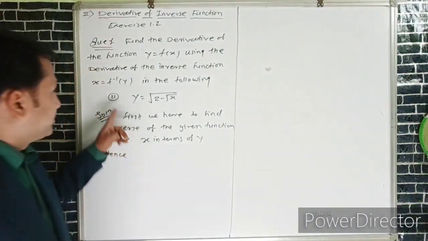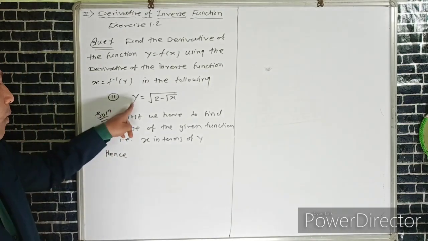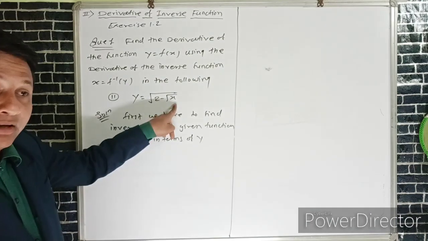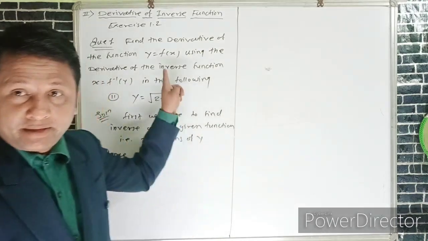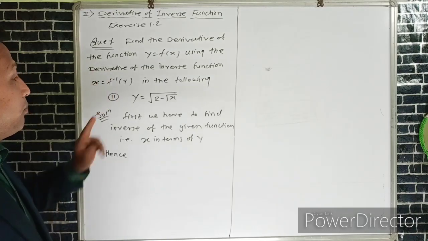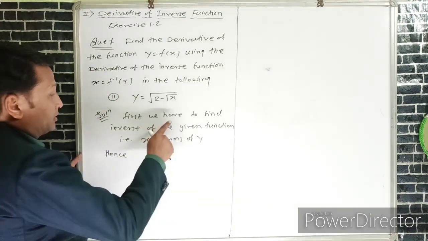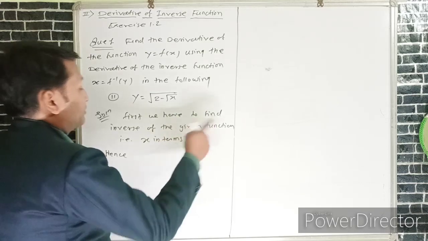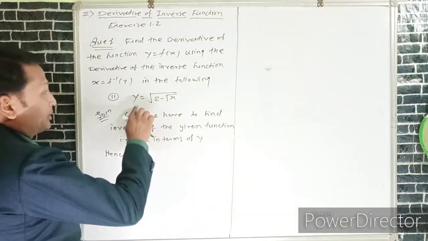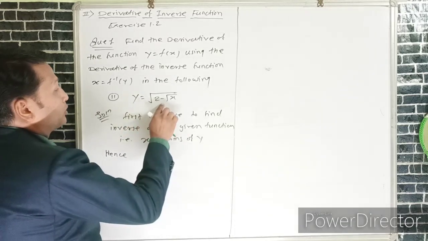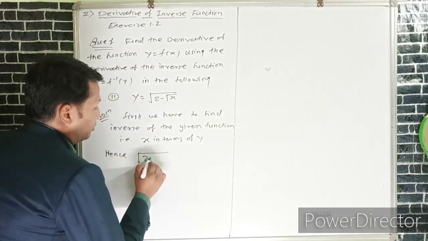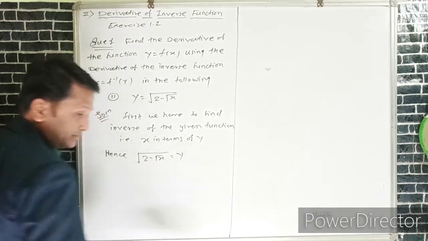Similarly, the next example is example number two: y is equal to under root of 2 minus root x. Again here we have to find dy by dx, but by using the derivative of the inverse function. Hence, we first have to convert the given function into its inverse, that is x in terms of y. If the given function is y is equal to under root of 2 minus root x, we can write under root of 2 minus root x is equal to y.